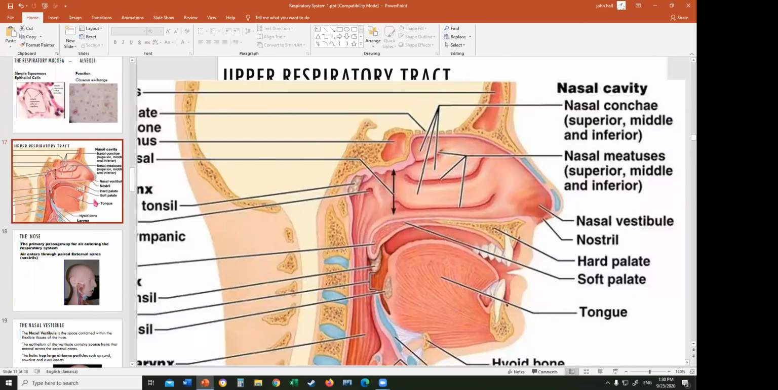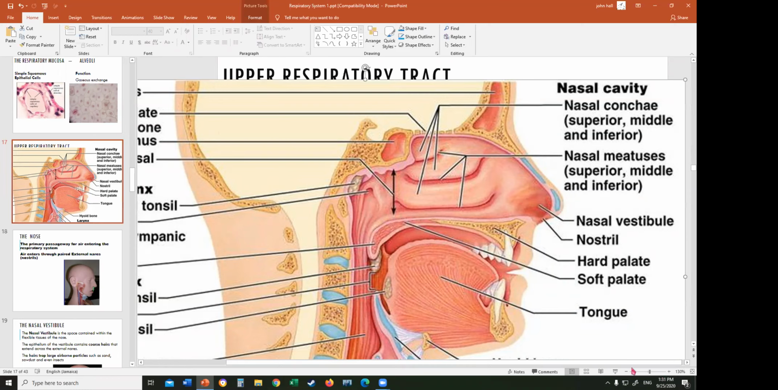Whereas this diagram here is more specific to the upper part of the respiratory system, and it shows you more detail. For example, in the nasal cavity, it shows you things called conchae and meatuses. It shows you the nasal vestibule. When you look in the nose, I'll show you in a minute. So this diagram gives you more detailed information than the initial one.